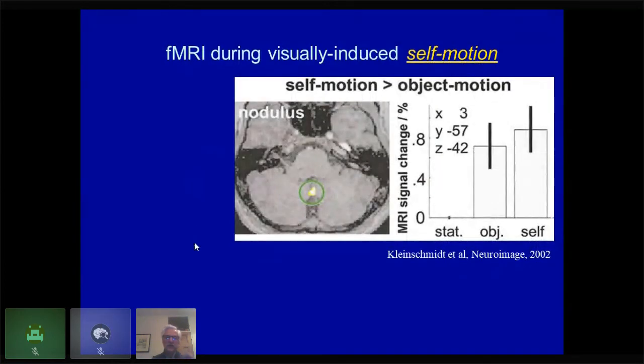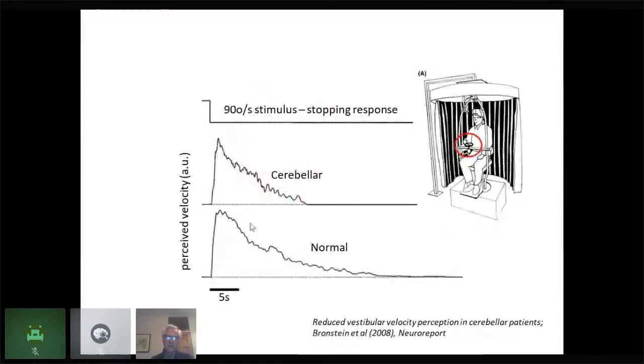I got interested many years ago when putting people in the fMRI scanner. We noticed that during self-motion sensations, the area that was particularly lighting up was this little area of the cerebellum, which is the nodulus. The nodulus is the central part of the vestibular cerebellum. So it did make perfect sense that that area was getting activated during the perception of self-motion. So for that reason, I then went to study more formally, in a group of patients with midline vestibulocerebellar disorder, what was their perception of rotational angular velocity.